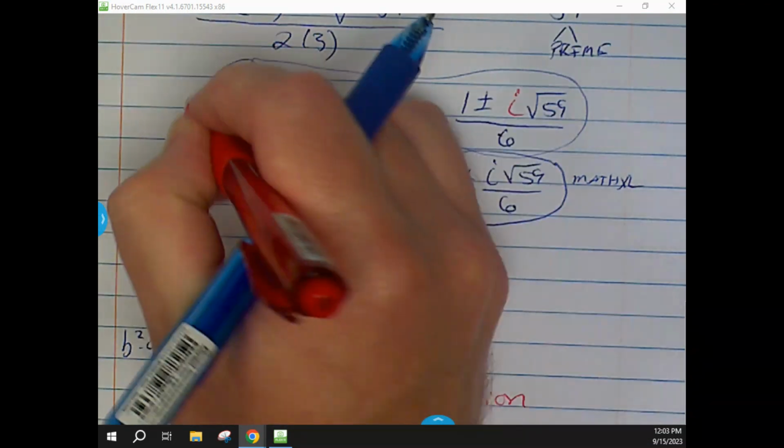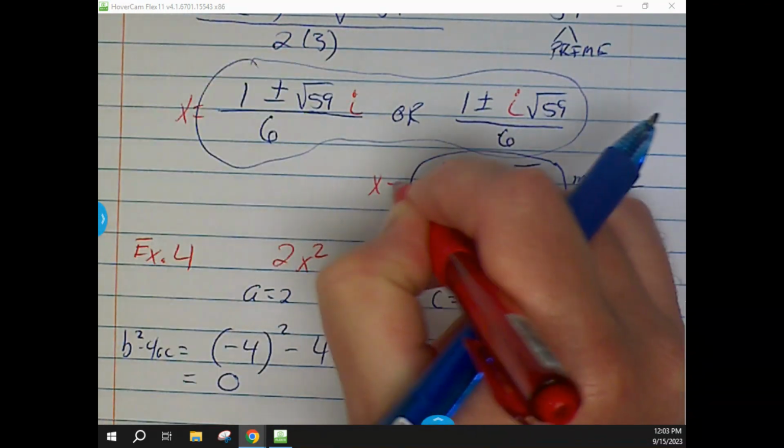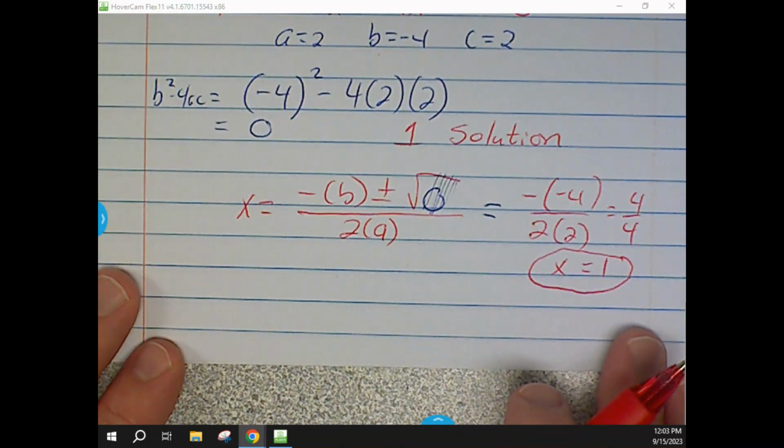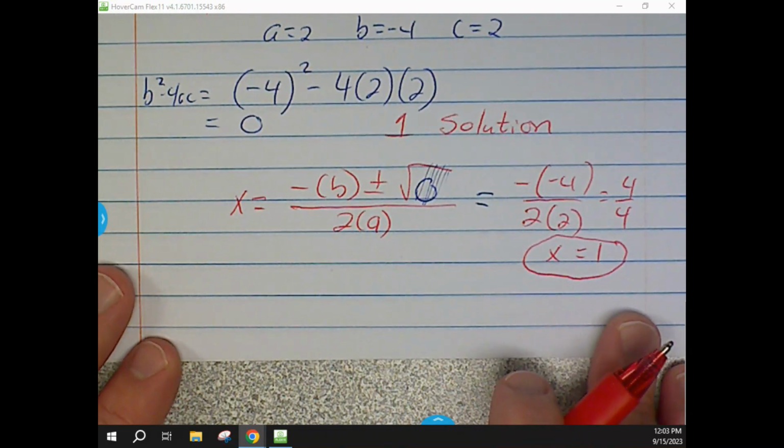Okay, and I forgot to do that back here. When you get these solutions, these are always x equals. So in this case, the one solution we had worked out to be that the solution was 1.